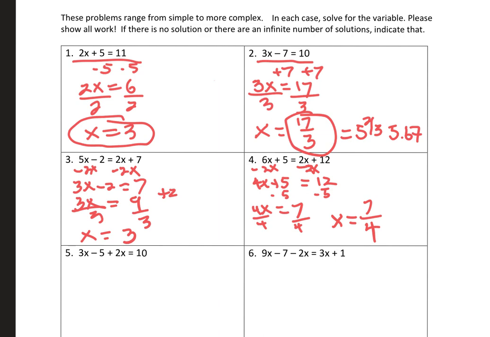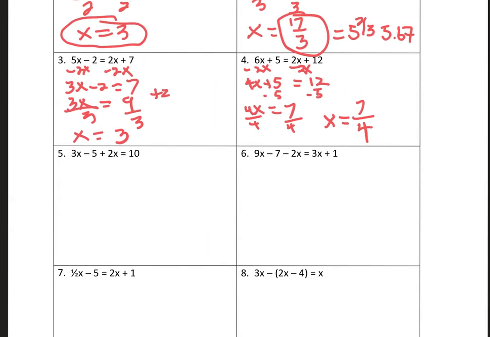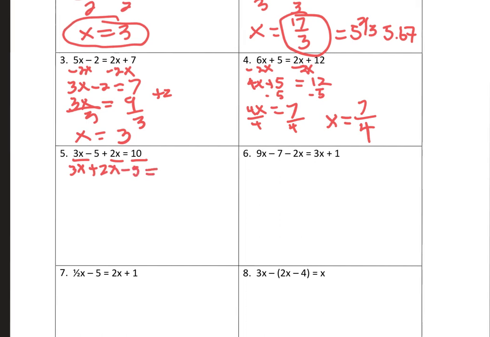Okay, for this next one here, we have numbers only on this side, but what we have is an x term and another x term on the same side. So we first need to combine them. So we could think of this as 3x plus 2x minus 5 is equal to 10.